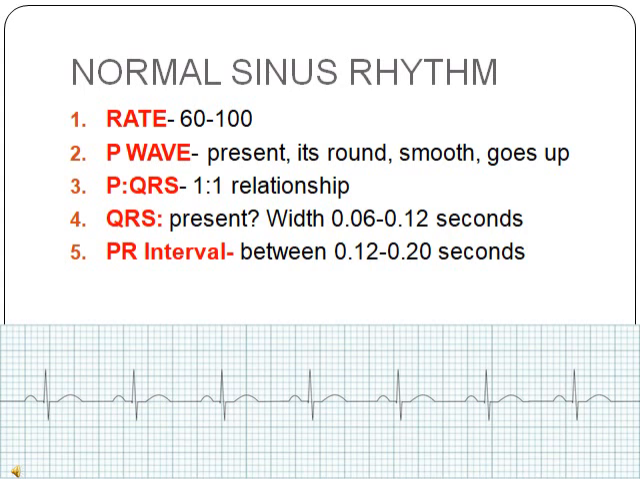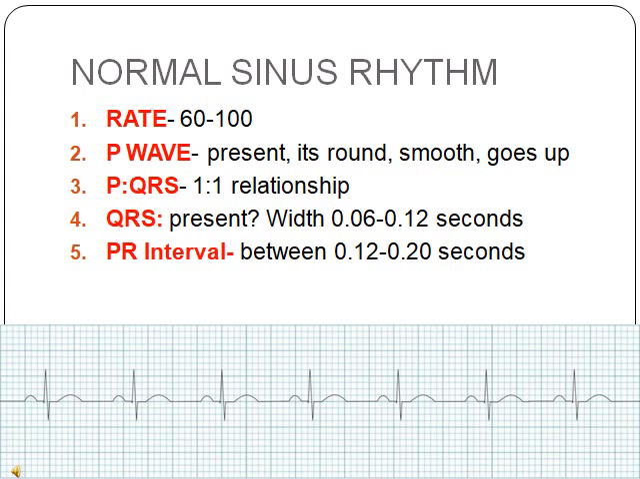One-to-one relationship. Yes, for every P, there's a QRS. Now we go on to QRS. Is it there? Yeah, we said that before. And the width, because it's wide, you want to count, is it 0.06 to 0.12 seconds? Yes, you count the small boxes. There should be 1.5 to 3 small boxes.